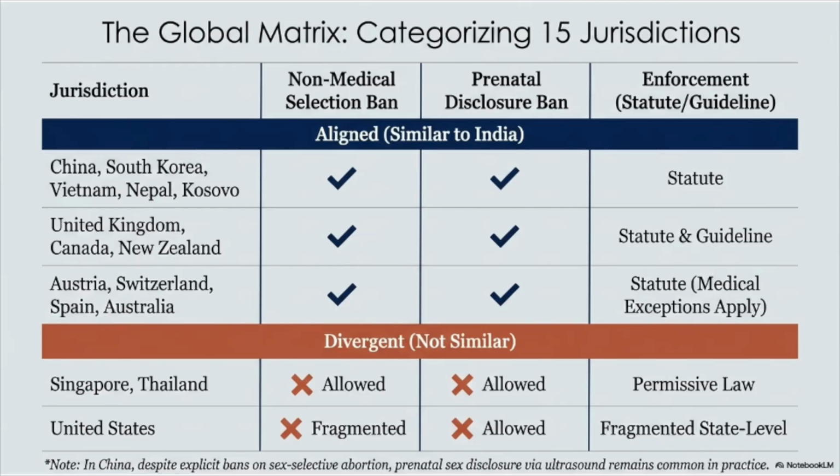On the other hand, some jurisdictions diverge sharply from this model. Singapore and Thailand allow both non-medical selection and prenatal disclosure under permissive law. The United States shows a fragmented approach, with selection bans varying by state and disclosure generally allowed. It is also worth noting that in China, despite explicit bans on sex-selective abortion, prenatal sex disclosure through ultrasound remains common in practice. Hope you have understood about the PCPNDT Act blueprint, a definitive architecture of compliance, liability, and medical legal mandates.